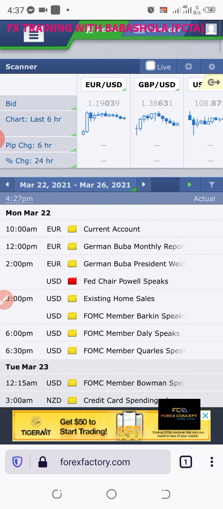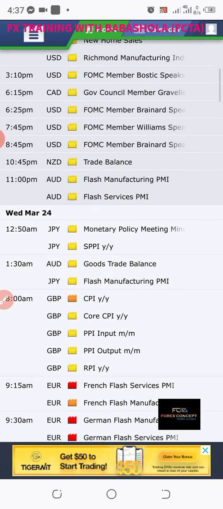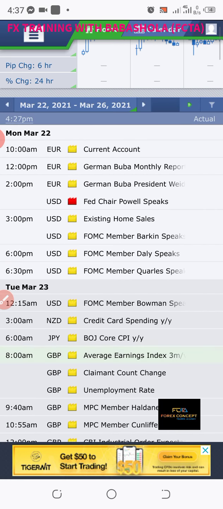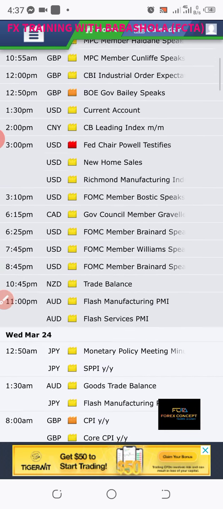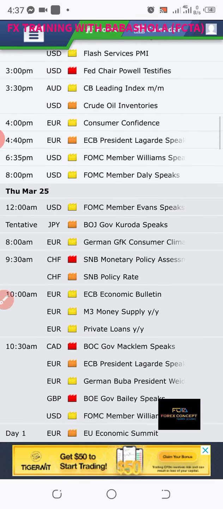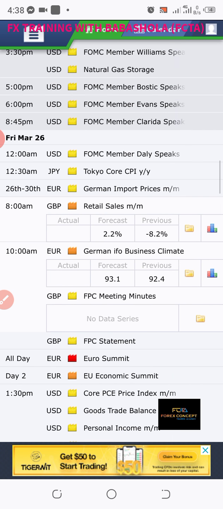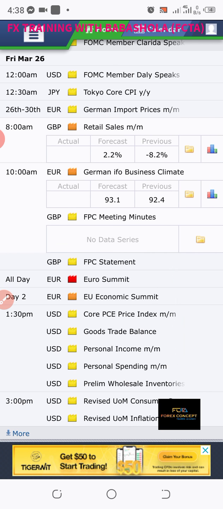I expect high volatility this week because we have a lot of high impact news, starting from Monday to Tuesday to Wednesday to Thursday to Friday. So this week is for fundamental traders. Fundamental traders, keep note of all this economic data, and make sure that you use your fundamental analysis and economic data to interpret well and make a good trade.